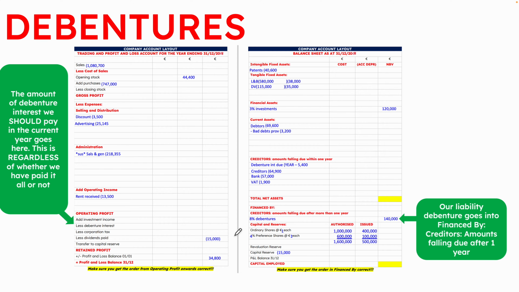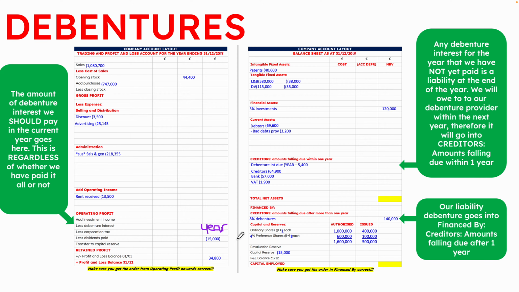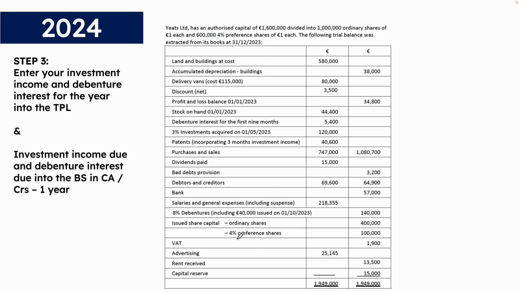Now, the debenture interest for the full year will go into the TPL. Even if we haven't paid it all, we have to put it in, because if it relates to the current year, we're going to put it into the TPL. As I said, you're always going to have debenture interest due, so that is going to go into your creditors' amounts falling due within 1 year. Any debenture interest for the year that we have not yet paid is a liability at the end of the year. We will owe it to our debenture provider within the next year. Therefore, it will go into creditors' amounts falling due within 1 year. So that's the crack with step 3.